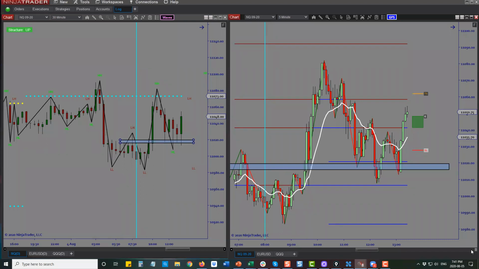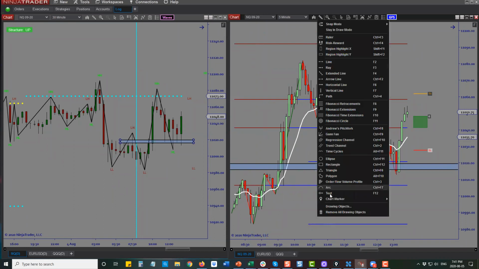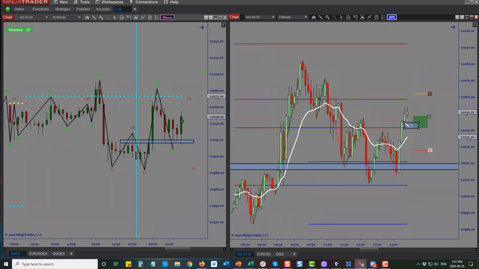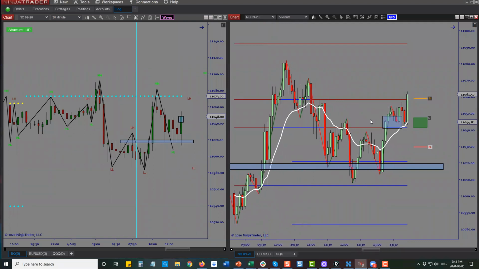So do you see the buffer zone right here? Right there. That's your entry. There's your target. You're trading a directional market in the direction of the wave count. Directional system in the directional market.